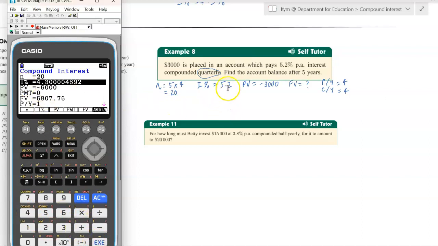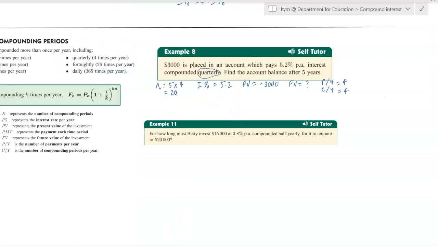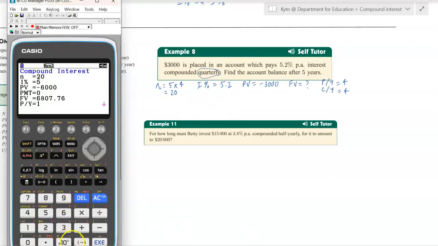The interest rate here is 5.2%, so you just pop in 5.2. The present value of the initial amount that we're investing, remember, is that minus amount, minus 3,000. The PMT, we're going to leave a 0 for the sake of this. The future value is what we're being asked to work out, so I'm just going to change it to 0 for this. And PY and CY will both be 4.